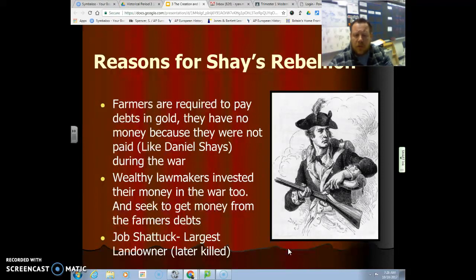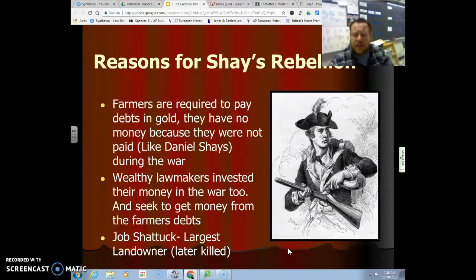Well, all the farmers now, in Massachusetts and other states, are required to pay their debt in gold. And these guys have no money. They weren't making money during the war because they were out fighting. They weren't farming. And because they weren't getting paid, they haven't gotten their paychecks yet from the war. So this guy, Daniel Shays, is kind of stuck. You know what I mean?